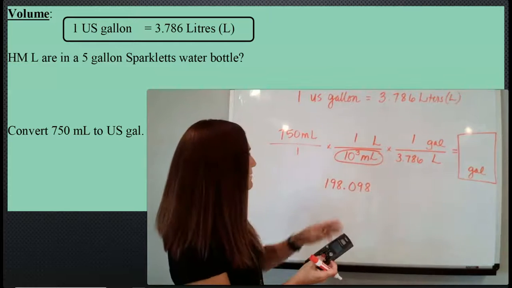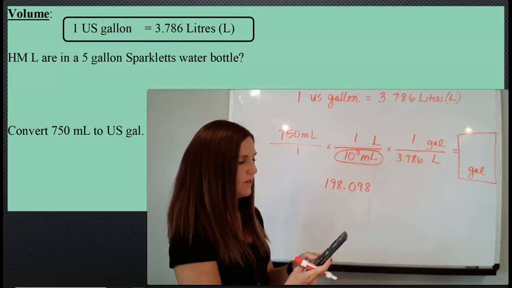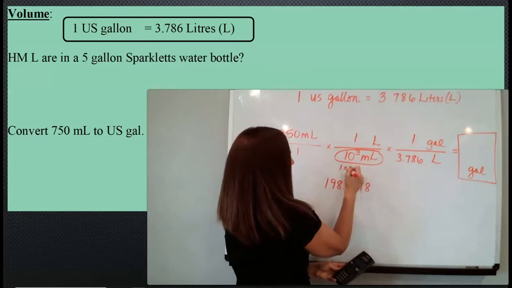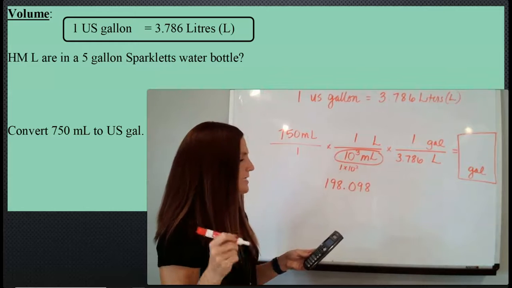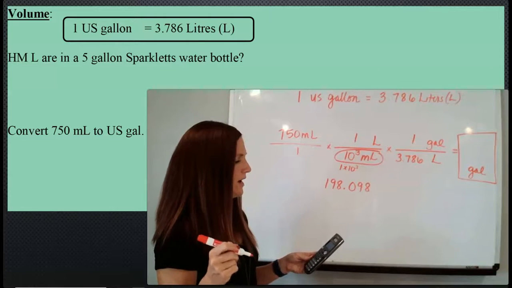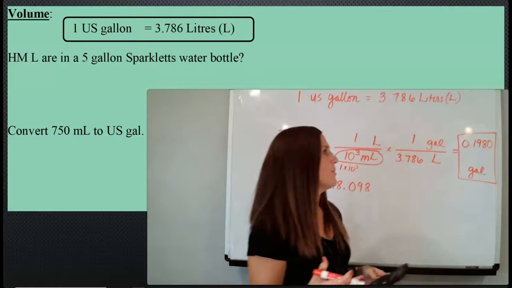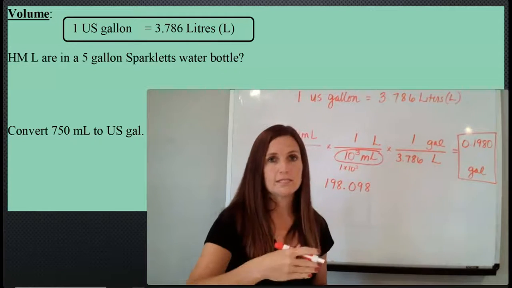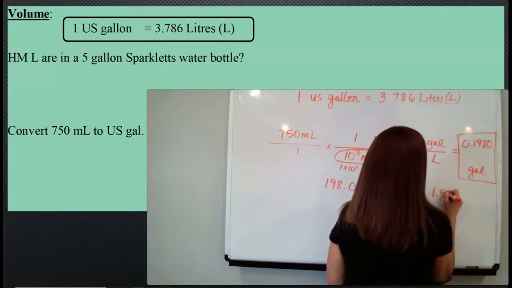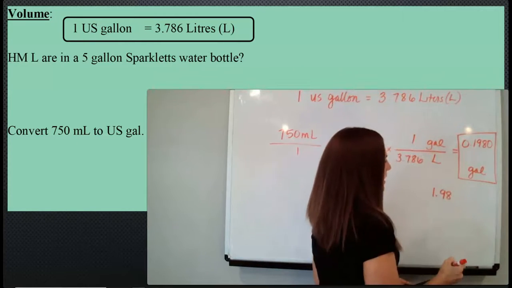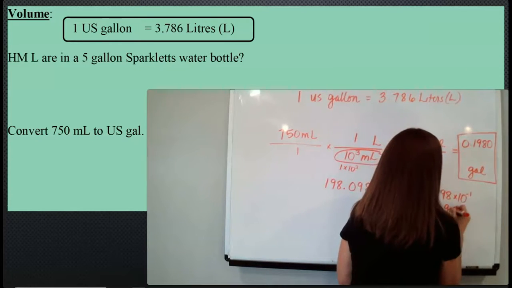And now I'm going to divide by 1 times 10 to the third, which is really what this is, 1 times 10 to the third. And I'm going to end up with 0.1980. Now in science class, we like to have the number in front be bigger than 0 but smaller than 10. So I would like 1.98, and then I'm going to round that off because I want my 2 decimal places, times 10 to the negative 1 gallon.